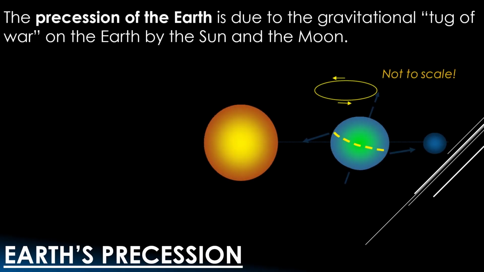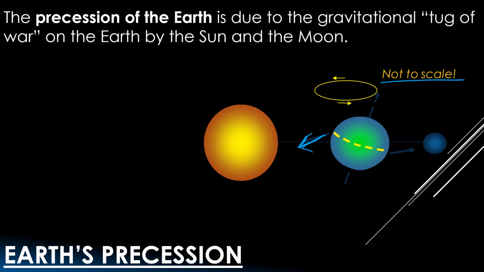So the precession of Earth's axis is due to a gravitational tug of war on the Earth by the sun and the moon. The sun is pulling at the axis a little bit like this, and remember folks, this is not to scale. The Earth is nowhere near this big compared to the sun. The moon is nowhere near this big compared to the Earth or the sun. This is definitely not to scale. More like if this were to scale. There you go. We are a tiny little blip.